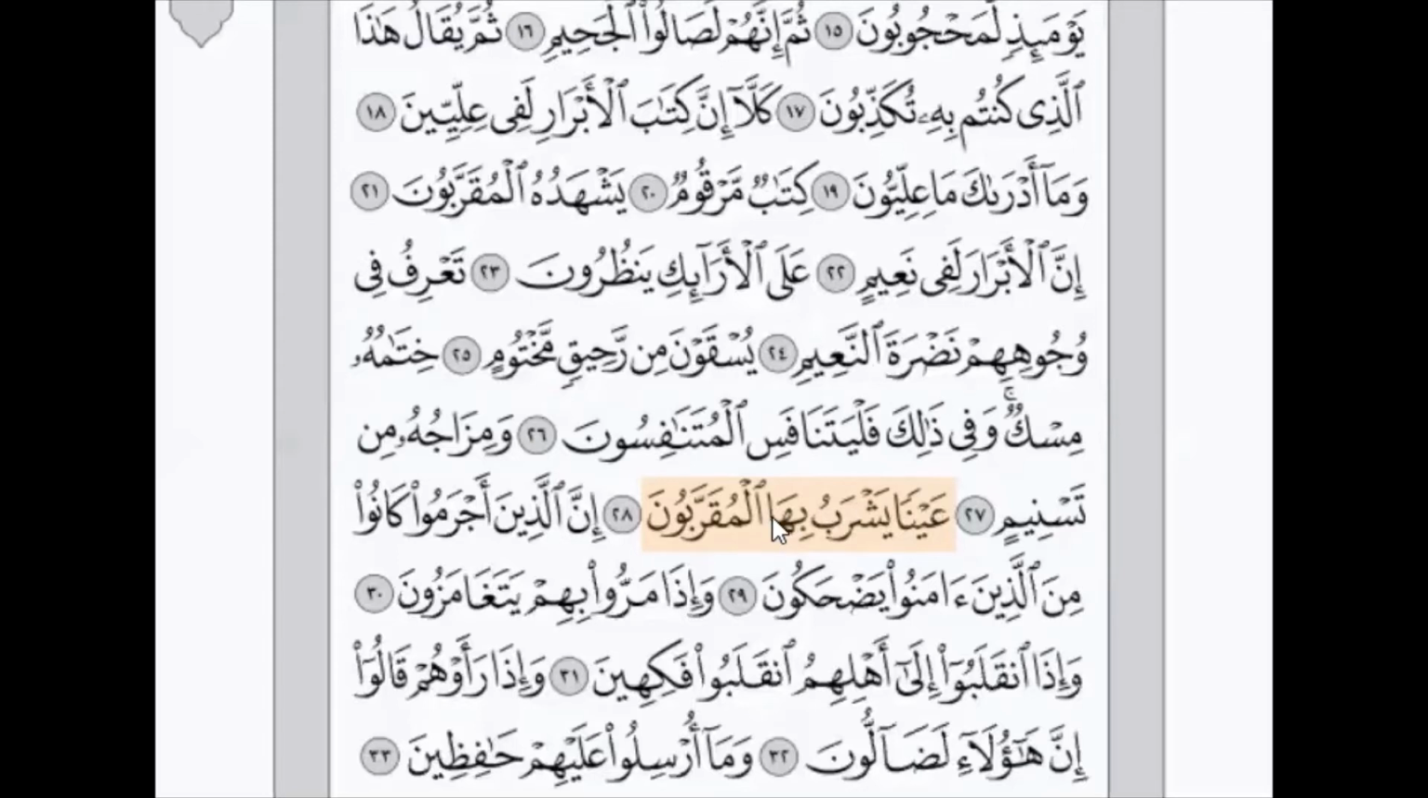But because we're connecting the ha here to the lam with sukoon, because we cannot have 2 sukoons back to back, we don't observe this natural mud. Instead, we say bihal muqarrabun. Bihal. So go straight from the ha to the lam. Aynan yashrabu bihal muqarrabun. The lam itself is a lam qamariya.